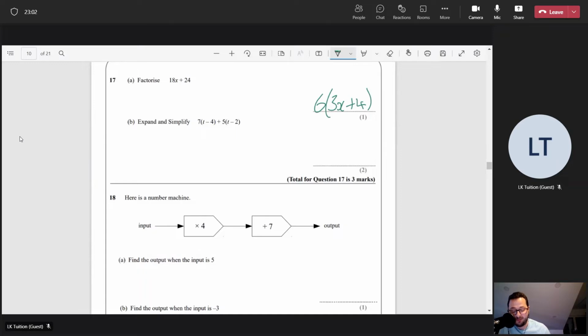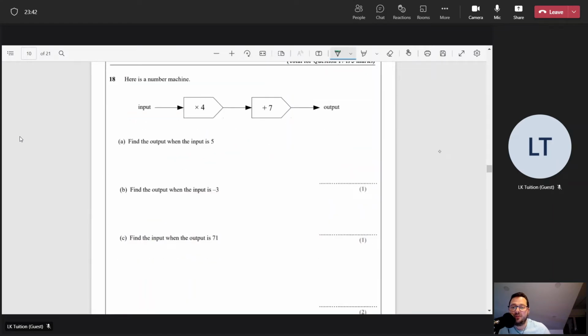Now we want to expand and simplify this. Well, if we do the first bit first, so 7 times t is 7t. 7 times minus 4 is minus 28. And then the second bit, 5 times t is 5t. And 5 times minus 2 is minus 10. Now, if we collect the like terms, how many t's have we got? Well, we've got 7, and then we've got 5. So that's 12 altogether. And then we're taking away 28, and then we're taking away another 10, so we're taking away 38 altogether. So simplified, that is 12t minus 38.